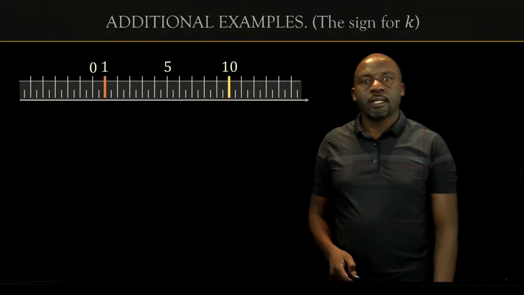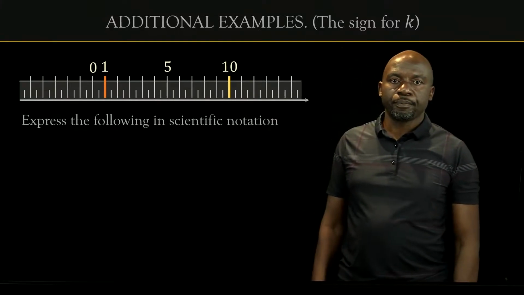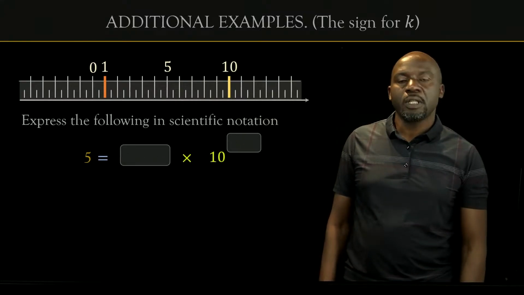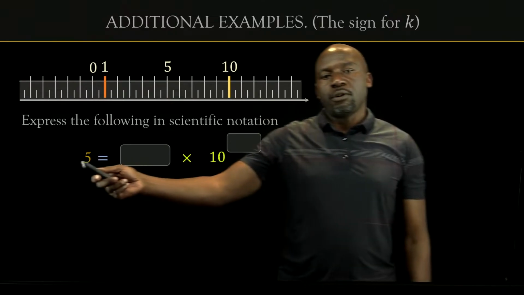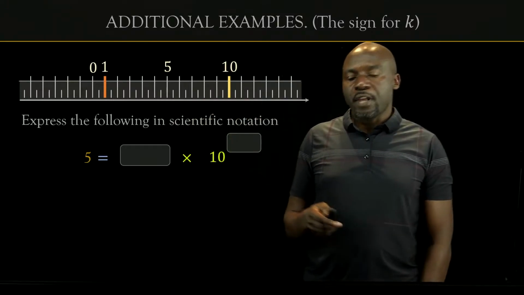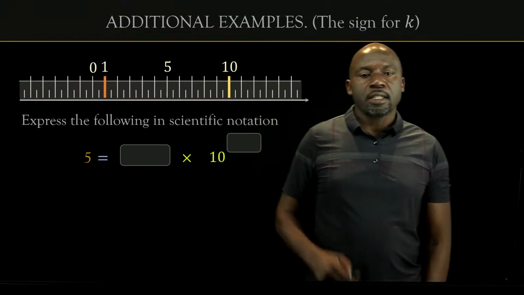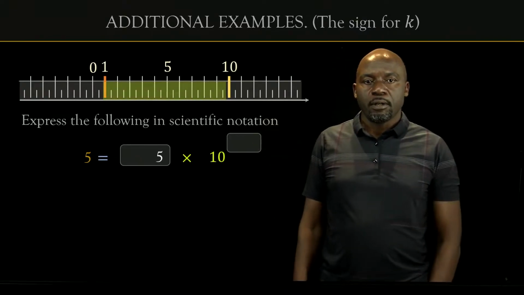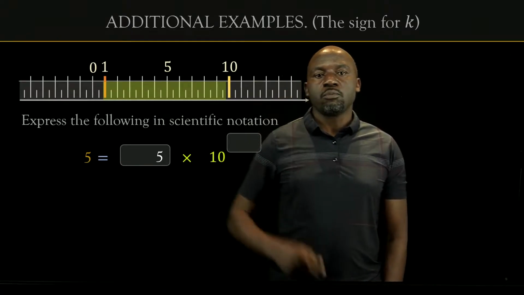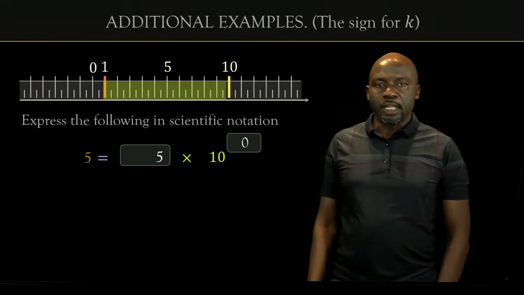Okay, so let's see what else. Express the following in scientific notation. Okay, 5. We want to express 5 in scientific notation. Clearly, 5 is already in this range here between 1 and 10. And for that reason, we want a number here lying between 1 and 10 with the same digit. So that is going to have to be a 5. Okay. And because the decimal point has not moved, the number is lying between 1 and 10, the value of k is going to be 0.